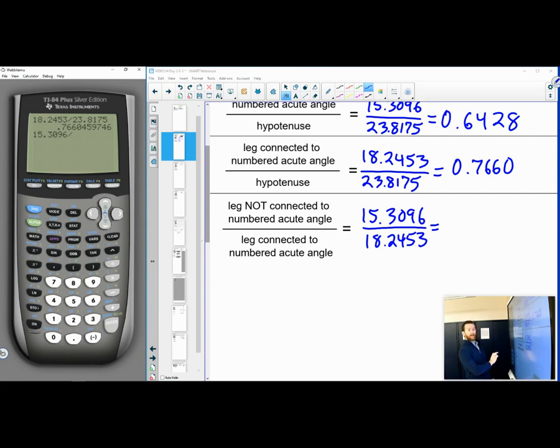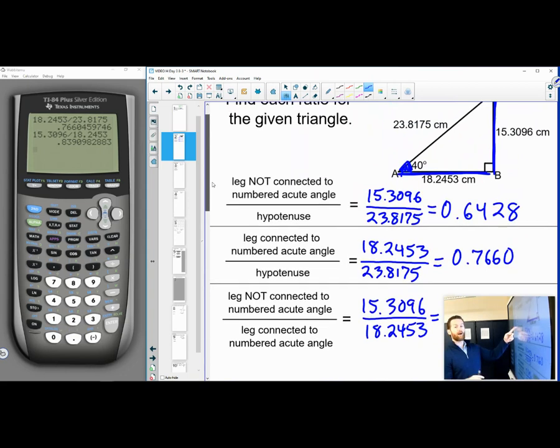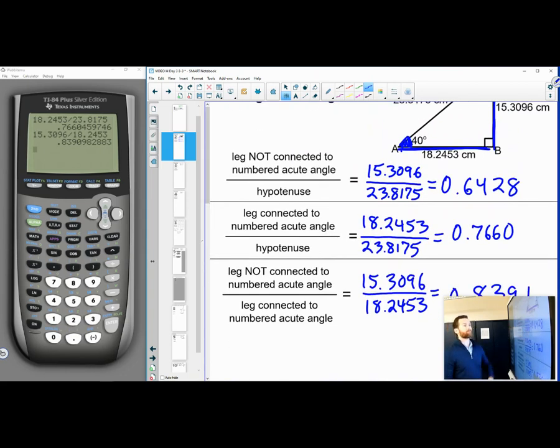15.3096, divide that by 18.2453, and we get 0.8391. Okay, so we finished our first triangle. There's actually 2 more triangles to go.